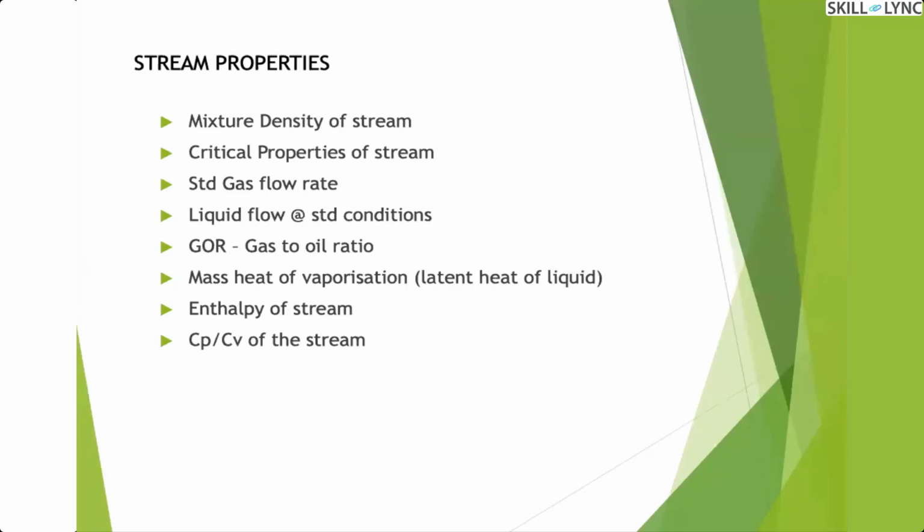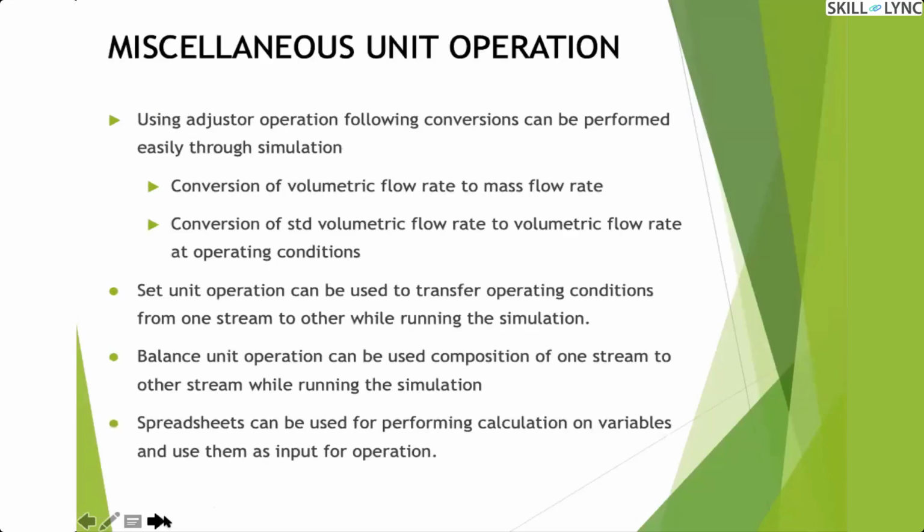If you have your actual flow rates, you can also determine the flow rate at standard conditions. So for all of those values, simulations can be used. And then you have different miscellaneous unit operations, like a conversion of volumetric. If you have your mass flow rate available, then you can use the adjuster operation and determine your volumetric rate. And as I've said, if you have your standard volumetric flow rate, you can determine your volumetric flow rate at different operating conditions.